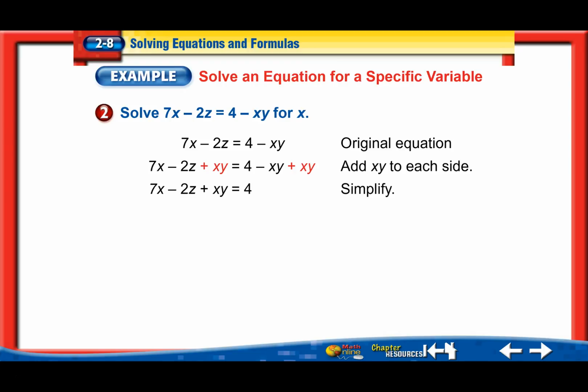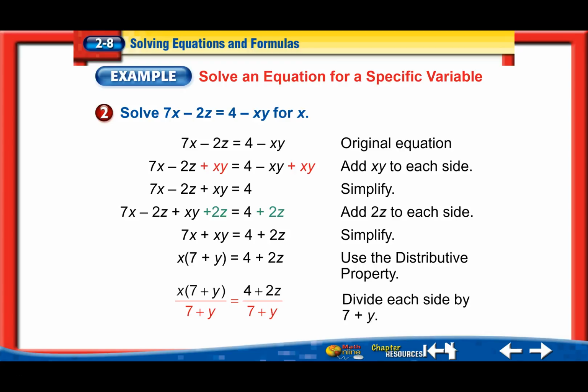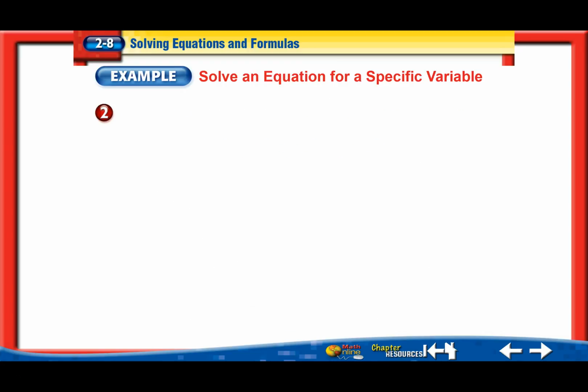So now all the x's are on the left-hand side, and they're both positive. That'll make life a little bit easier. So then we're going to add 2z to get this 2z to the other side. We'll simplify that out. From here, we are going to pull x out of both using the reverse of the distributive property. Since x is in both, I can pull x out of both to get it by itself. From there, we divide by 7 plus y on both sides, and that should leave me with x by itself.